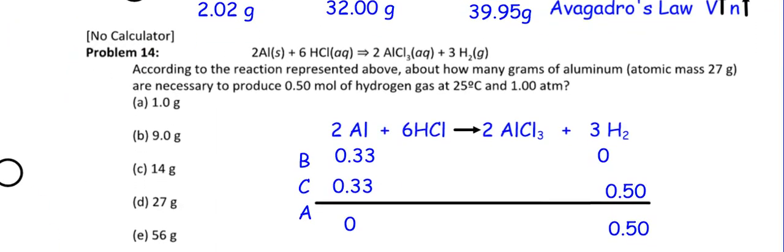So let's check this out. If I start off with 0.5 moles of hydrogen gas, can I work backwards? 0.5 divided by 3 times 2 is 0.33. So how many moles of aluminum do I have? 0.33, or a third, don't I? Wow, it works out pretty nice, doesn't it? So if I have 0.33 moles and 1 mole is 27 grams, what do you think I'm going to do? I'm going to divide 27 by 3, or what's 0.33 times 27, and I'm going to get 9. So my answer is letter B.